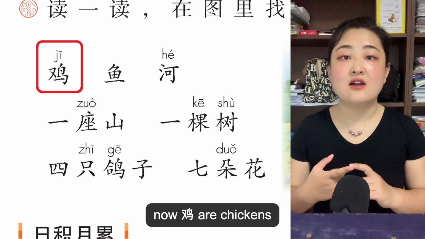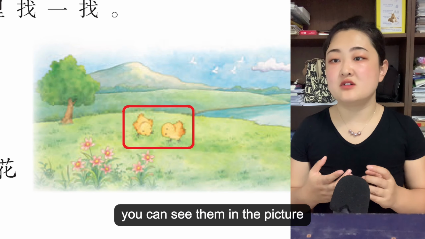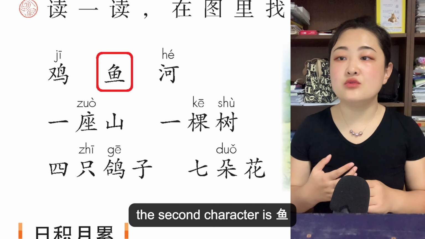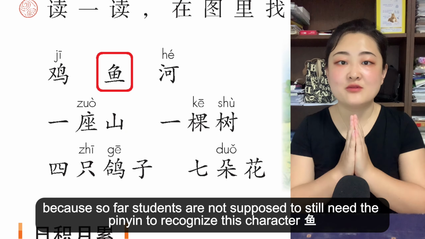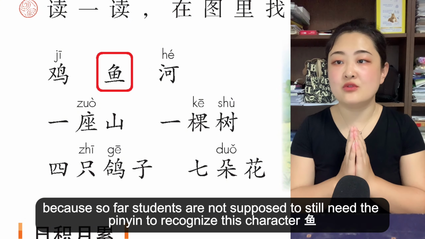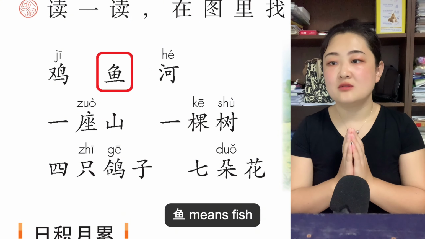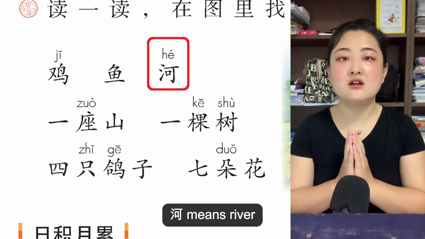鸡. Now 鸡 are chickens. You can see them in the picture, huh? The second character is 鱼. You can see there's no pinyin on top of this character 鱼 because so far students are not supposed to still need the pinyin to recognize this character. 鱼 means fish. And then we have 河. 河 means river.